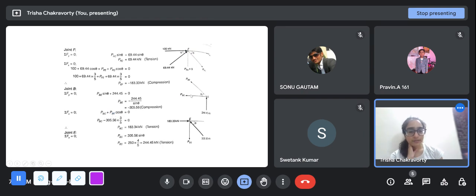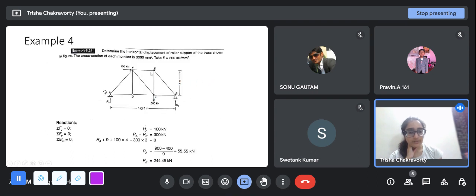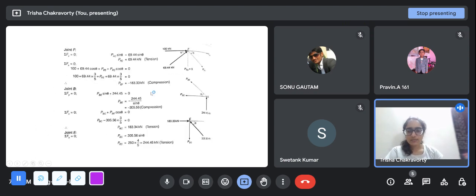So we can find out PBC as this, in tension, and we have only one member left now, EC. This is the member we haven't solved, and this is a joint we haven't used yet. We also haven't used C, but we didn't need to use joint C. So we move to joint E, and here we have EC, and these are two forces.